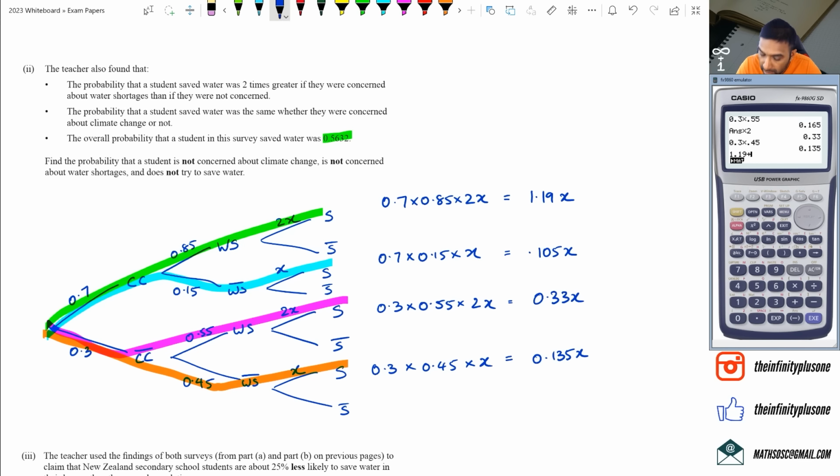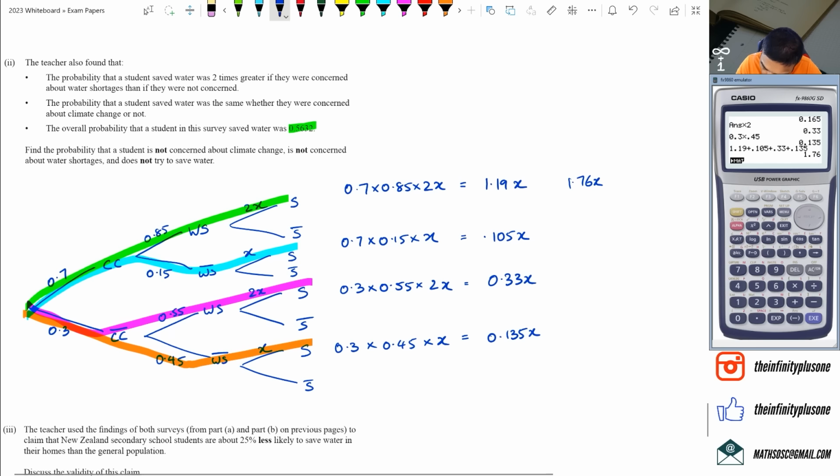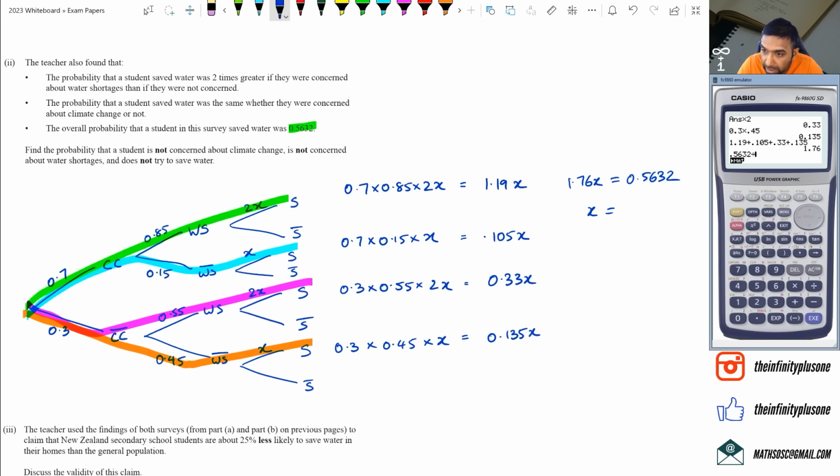So now I'm going to add up all of this. So 1.19 plus 0.105 plus 0.33 plus 0.135. This is going to give me 1.76x. So the sum of this is equal to 1.76x, which equals 0.5632. So basically those 4 probabilities add up to 0.5632. So then I can figure out what x is equal to, which is 0.5632 divided by 1.76. So x is equal to 0.32.